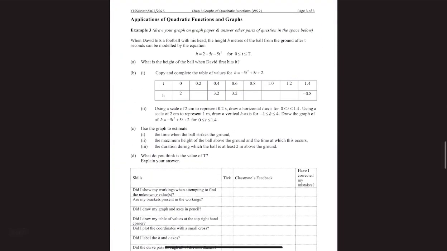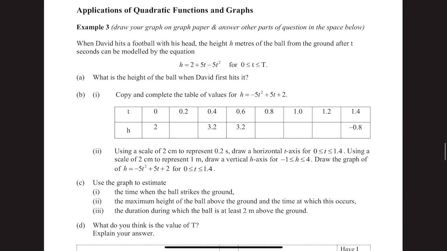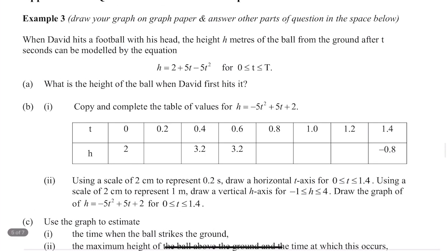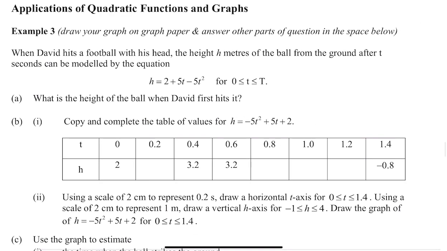Example 3 over here is the application question now. How do we apply this graph question to more word problems? Let's look at this example 3 first. David hits a football with his head. The height of the ball, h, after t seconds is modeled by this equation over here. What is the height of the ball when David first hits the ball? When David first hits the ball, the time would be equal to 0. So for part A, you can simply answer the question.